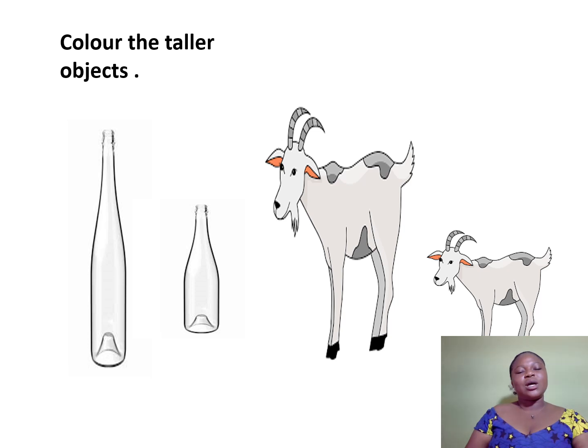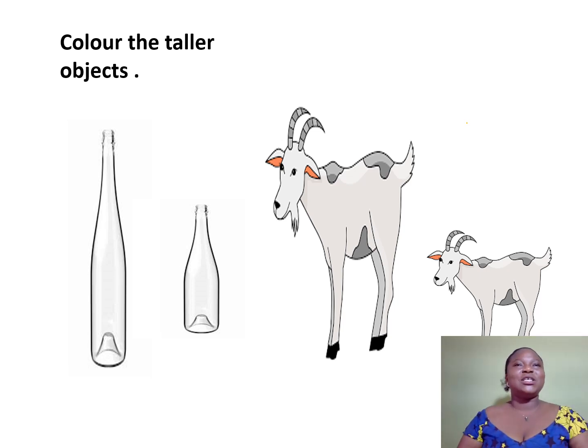Alright, so the bottle, we have two bottles here. One is tall and one is short. We are going to color the tall one. Here too, there is a goat. Is it a goat? Yes. So you color the taller goat, okay? We have a baby goat and a mommy goat. You color the one that is tall, okay? All right, I hope you are following.